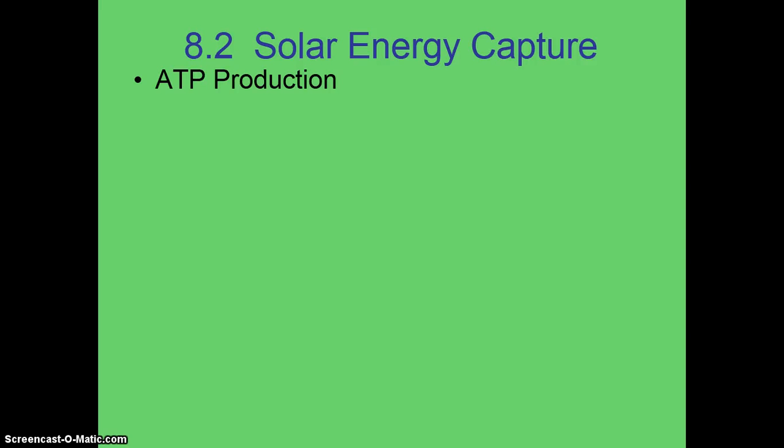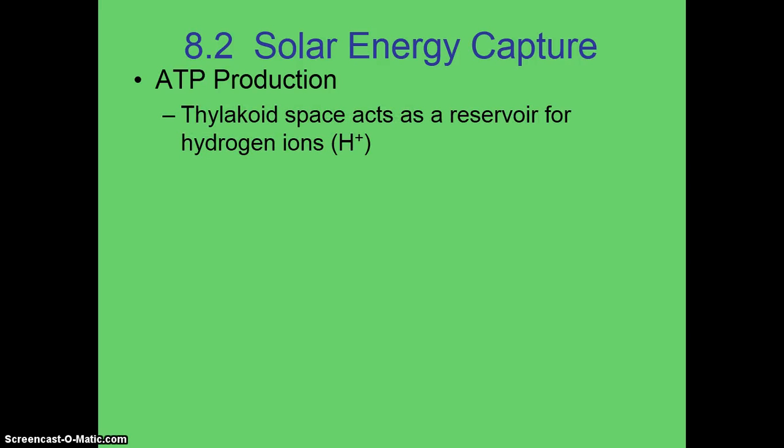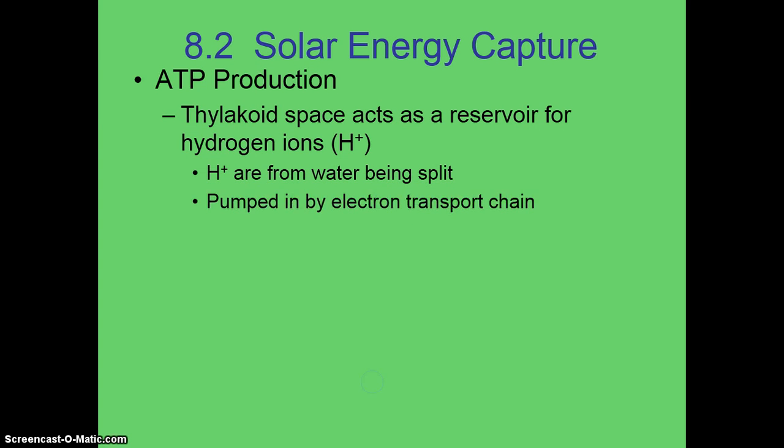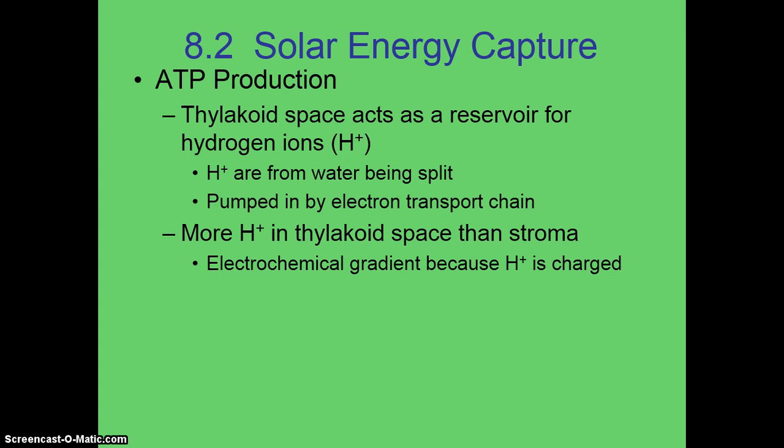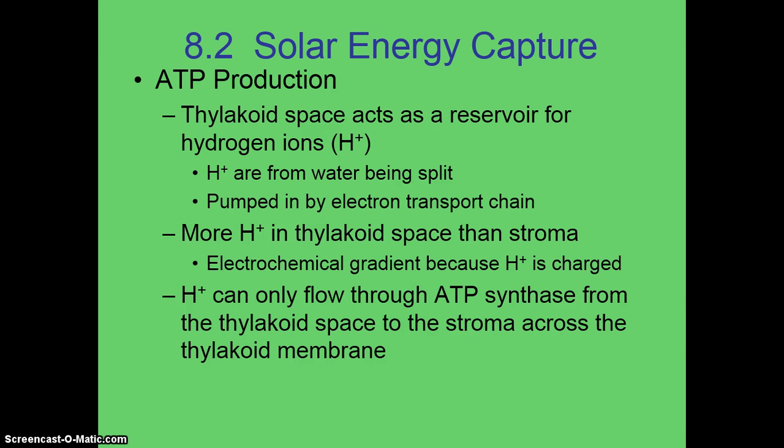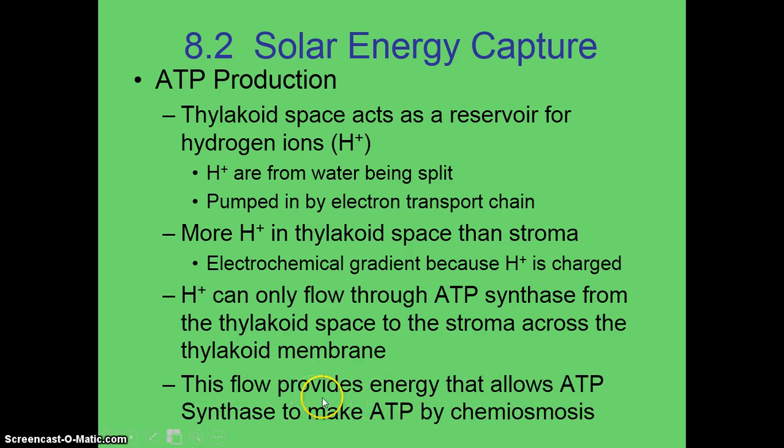We'll finish up this lecture with ATP production. The thylakoid space acts as a reservoir for the hydrogen ions. The hydrogen ions come from the water being split, and they are pumped in by the electron transport chain. More hydrogen ions in the thylakoid space than the stroma causes an electrochemical gradient because the hydrogen ion is charged. That's why we refer to it as the electrochemical gradient. The hydrogen ions can only flow through ATP synthase from the thylakoid space to the stroma across the thylakoid membrane to make ATP. This flow provides the energy to allow the ATP to be made by the process of chemiosmosis.